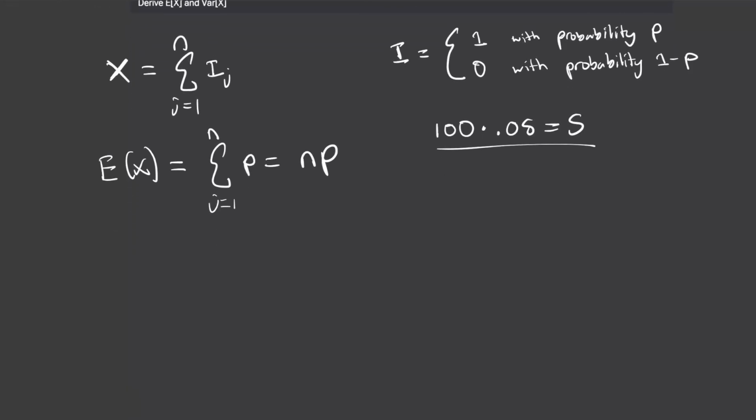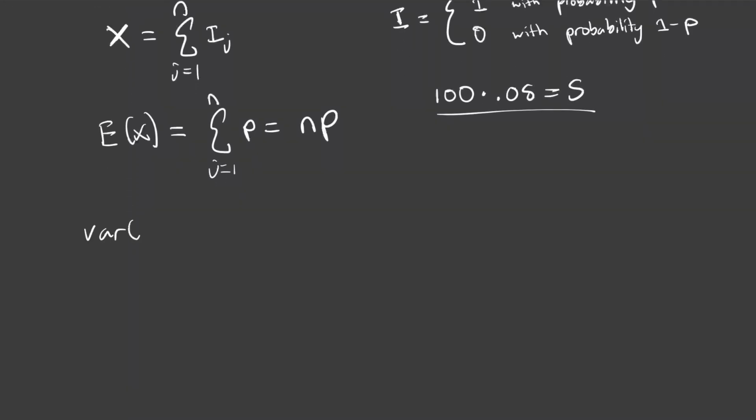Okay, now for the variance, this is going to be a little bit harder. X is just equal to the sum of the indicators, so we can just write it like this. Now the absolute easiest way to solve this problem is just based on the fact that all of these indicators are independent, and the fact that if you take the variance of the sum of a bunch of independent variables, that's just equal to the sum of the variances. And we haven't talked about that property yet.